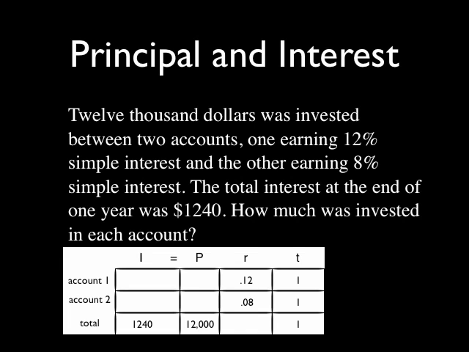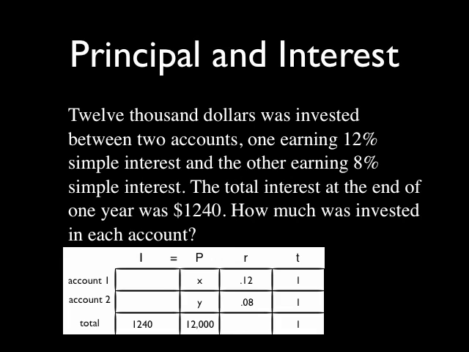Now what is it asking about? It says how much was invested in each account. Which box in that chart is that a question about? How much was invested? That's asking about P. So it's asking about those two P boxes. So I'm going to put X in one of them and Y in the other. All right, so far we've got a good bit of it filled in.